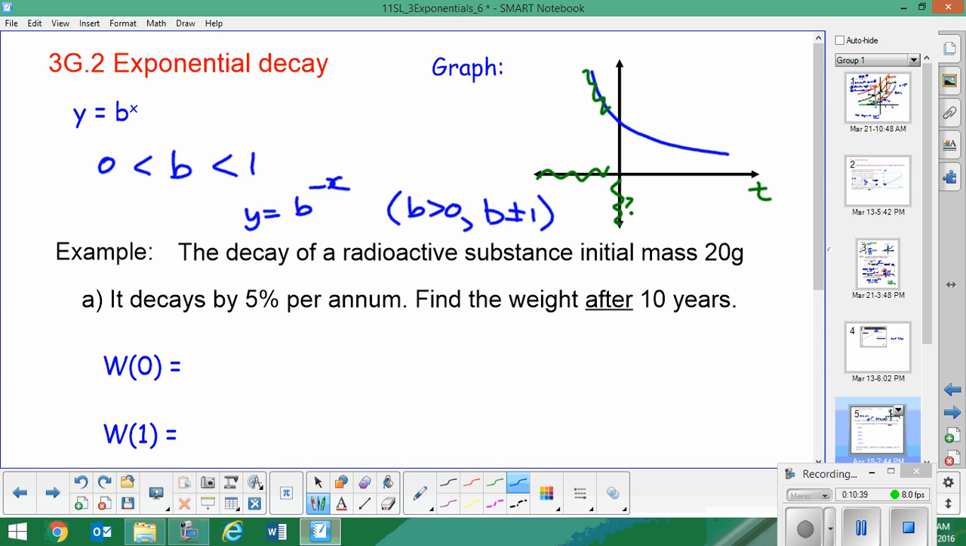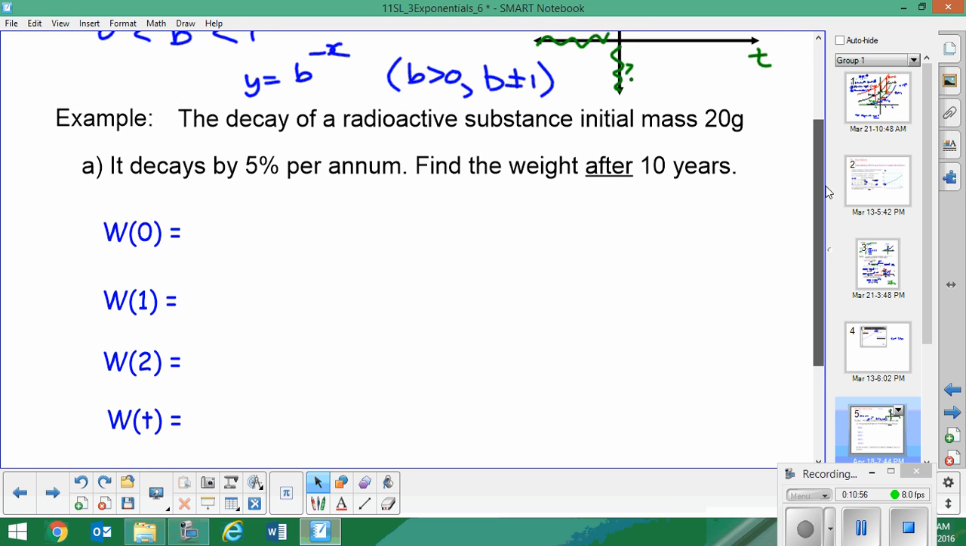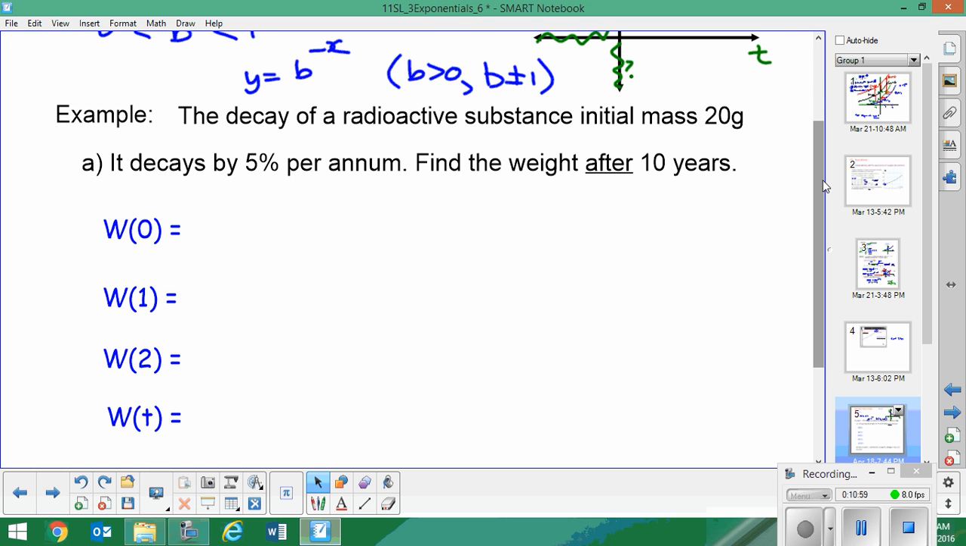Alright, so having a negative x is the same as having that decimal or fraction less than 1 as the base. So, in our example, the decay of radioactive substances, the initial mass is 20 grams. It decays by 5% per annum. Find the weight after 10 years. So we think through the same process that we did with the exponential growth. You might be able to go straight to a formula, but if not, step it out and work it out.